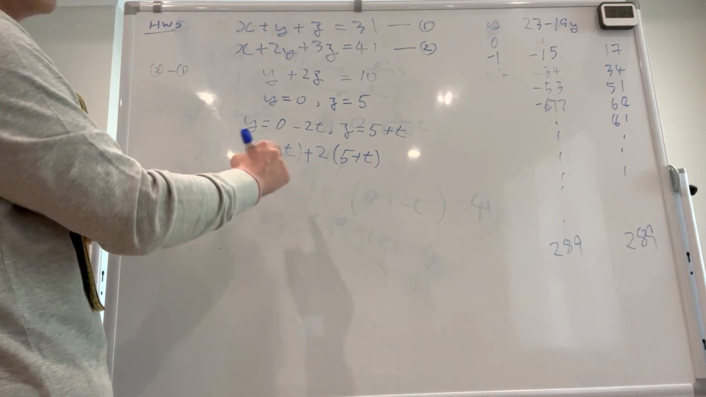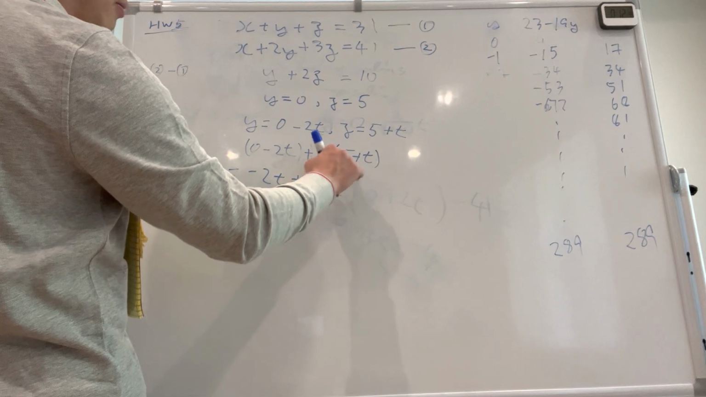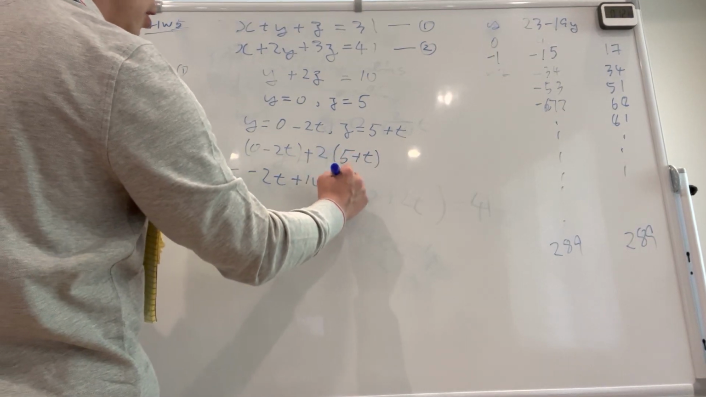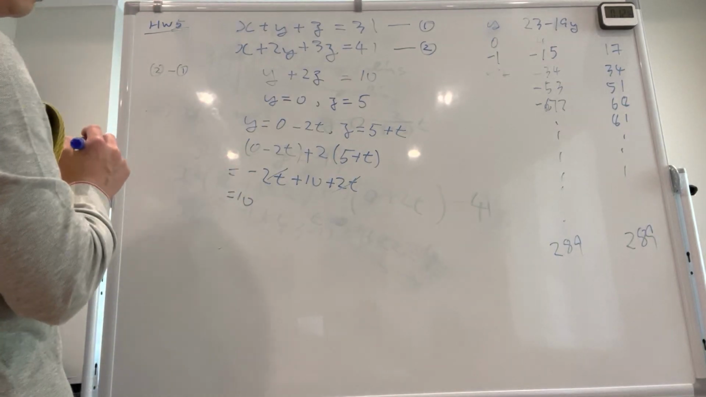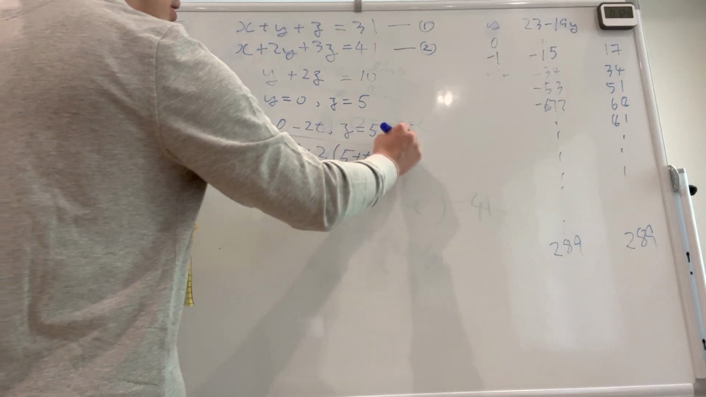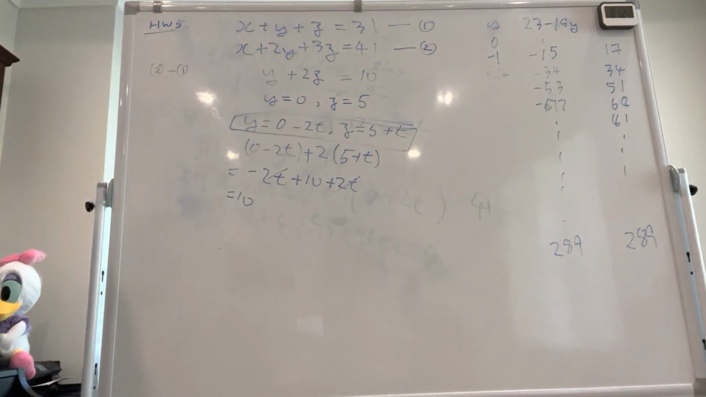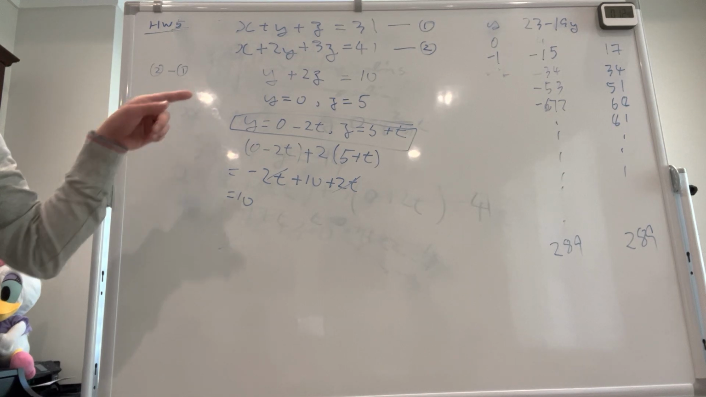I'm just checking the answer. So this is minus 2t, this is plus 10, 2 times 5, and then 2 times t is plus 2t. So this cancels out, so that's why this is 10. Okay, so that's why this is a solution. Let me just pause for this part of the question. How does everyone feel about this so far?